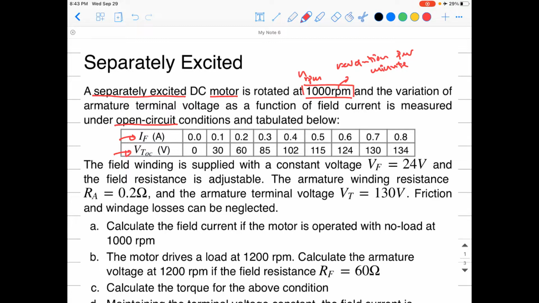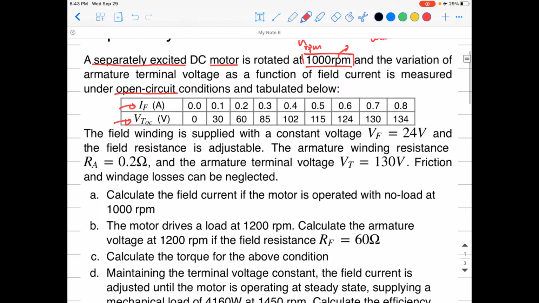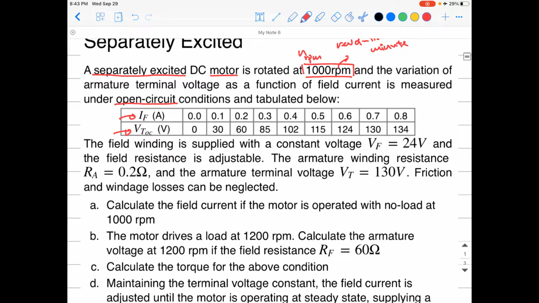That's a very important test we'll be doing for all kinds of machines we'll be dealing with. We call it the open circuit test. It gives you the relationship between the field current and the voltage that will be induced in the armature. The field winding is supplied with a constant voltage V_F of 24 volts. So you have a voltage source attached to the field winding with a constant value of 24 volts, and the field resistance is adjustable. He's just providing a constant voltage to the field winding and having an adjustable resistance connected to it, and playing with it to change the value of the field current.